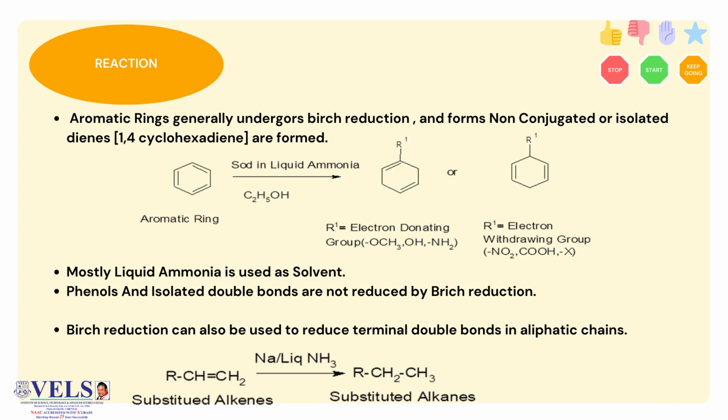Phenols and isolated double bonds are unable to get reduced by Birch reduction. Actually, if a conjugated system is present, it is more feasible. Then, Birch reduction can also be used to reduce terminal double bonds in aliphatic chains. So here you can see an example where a substituted alkene which has a double bond at the last position, called a terminal double bond, gets reduced in the presence of sodium in liquid ammonia to produce a substituted alkane.